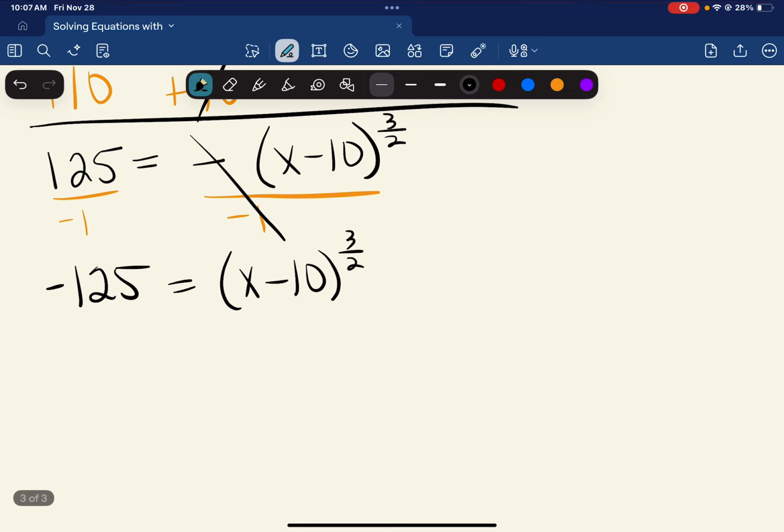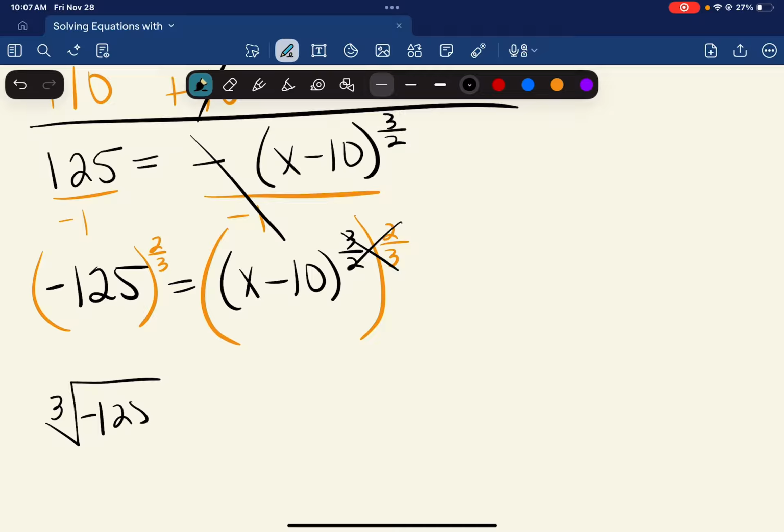All right, so let's get rid of this rational exponent. We are going to take it to its reciprocal power, which of course is just 2/3. We're taking it to the 2/3 power. Notice the negative 125 is in parentheses right now because I'm taking that entire numerical value to the 2/3 power. And these reduce. So the left side of my equation is the cube root of negative 125 squared, and that should equal x minus 10.